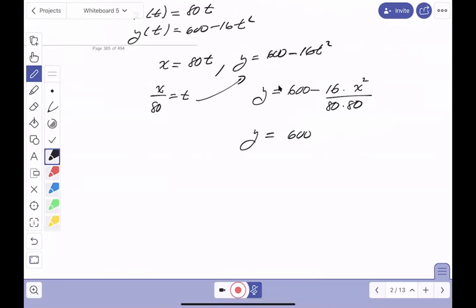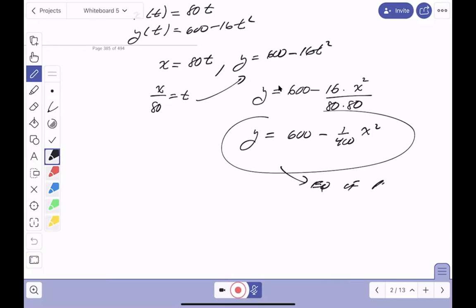I'm going to simplify this. This is 600. Let's see, 16 goes into 80 5 times, right? And then 5 times 80 is 400. So it's minus 1/400th of an x squared. This is certainly an equation of a parabola. It's a downward facing parabola, by the way.